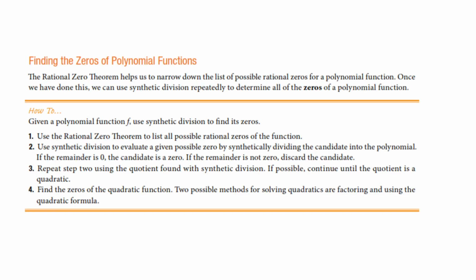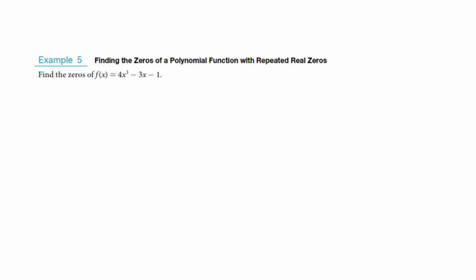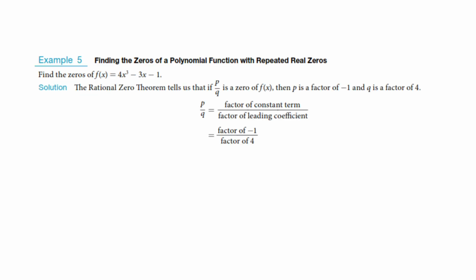In our last video, I kind of already told you this process, but the point of this short section is how do we find all the zeros of a polynomial function? Well, the first thing we're going to do is let the rational zero theorem give us some ideas of where to begin.